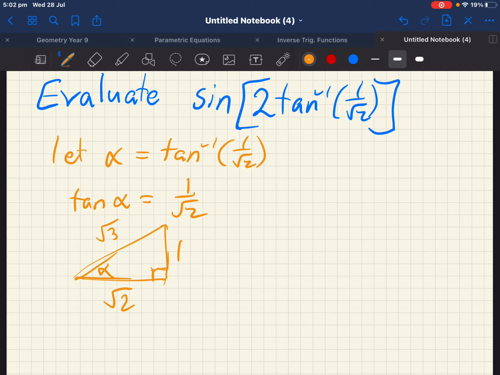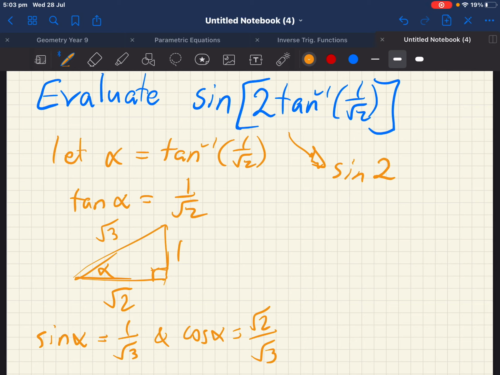So from here, we can work out, we know what tan alpha is. Sine alpha is going to be opposite over hypotenuse. And cos alpha is going to be adjacent over hypotenuse. The reason I've done that is because when we look at what we're trying to evaluate, it's sine of two lots of inverse tan 1 on root 2. But check it out, inverse tan 1 on root 2 is what we called alpha. We're trying to evaluate sine 2 alpha.